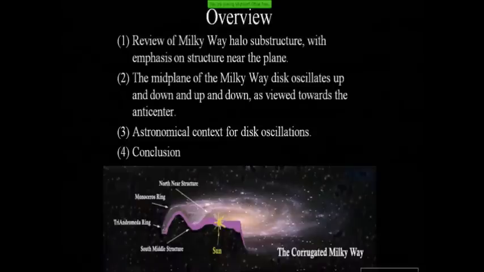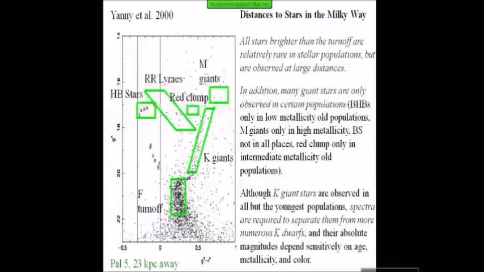All right. And then I'm going to put that in the context of what these disk oscillations mean and have a conclusion. All right. So starting with lumps in the Milky Way. You want to trace the density of stars in the Milky Way, and you're going to look at a halo, so you have an old population.